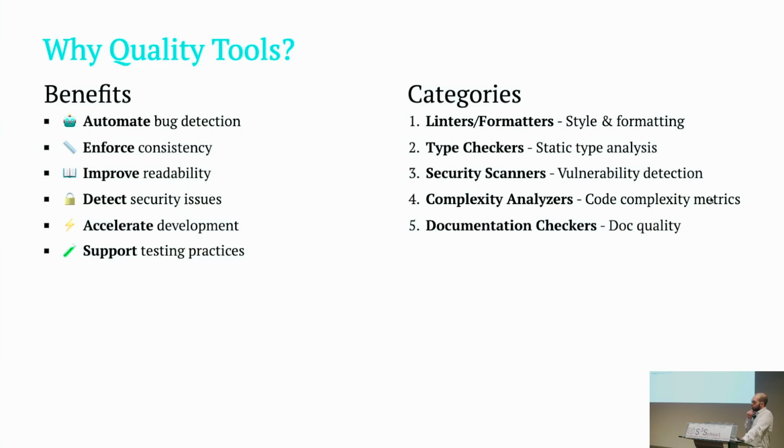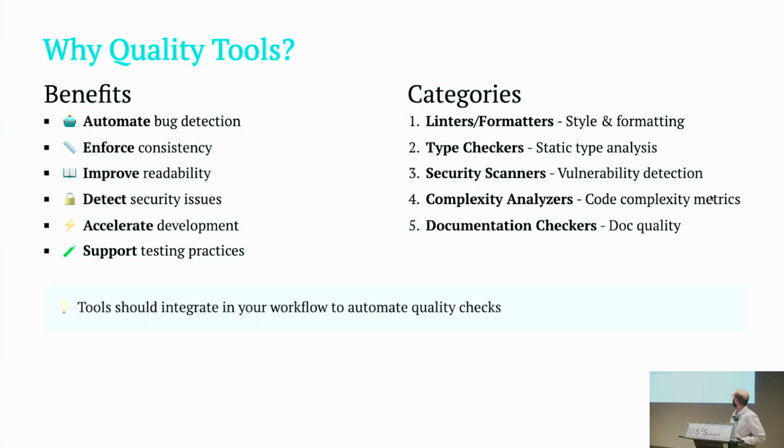There are different types of tools. Linters and formatters are for style and formatting. We'll see one. Type checkers for static type analysis. Some security scanners. And then you have more complex analyzers for code complexity, and also doc checkers. And these tools should integrate in your workflow. They should not come as a burden, but really be in the background and help you without you really noticing.